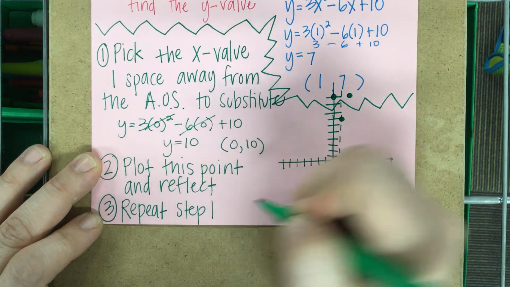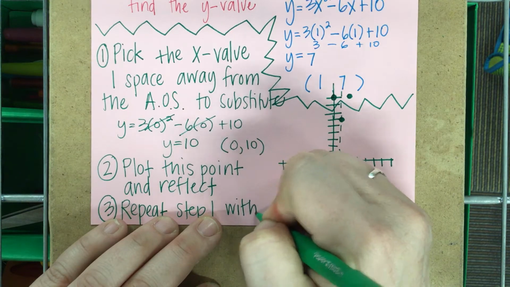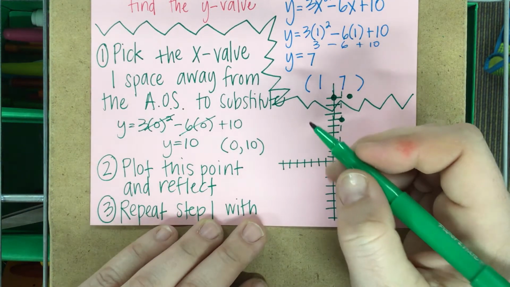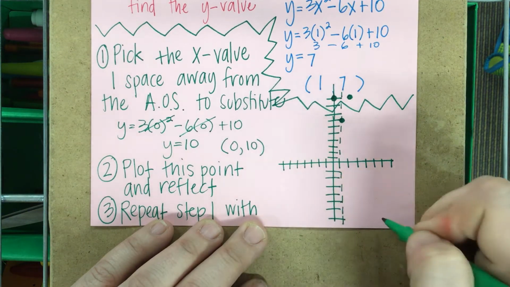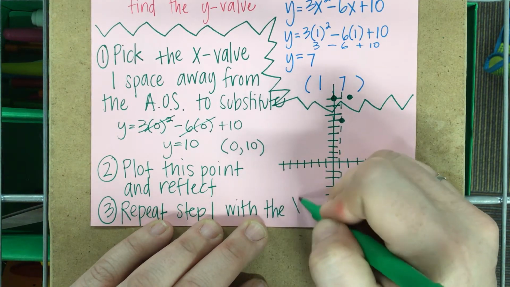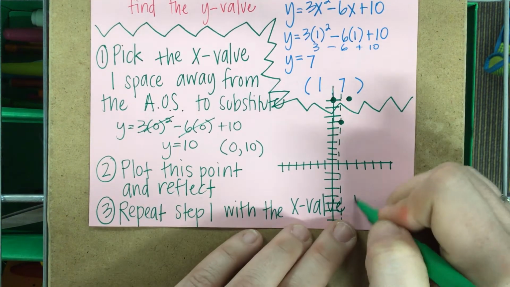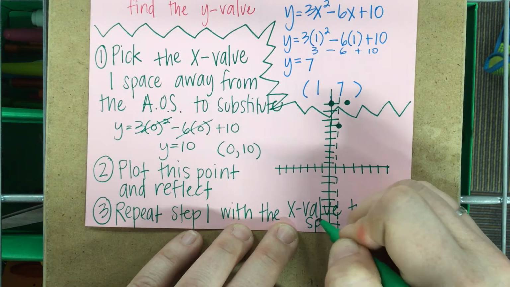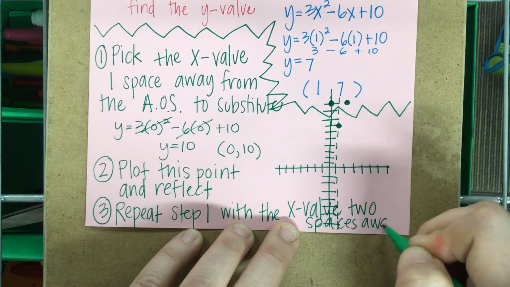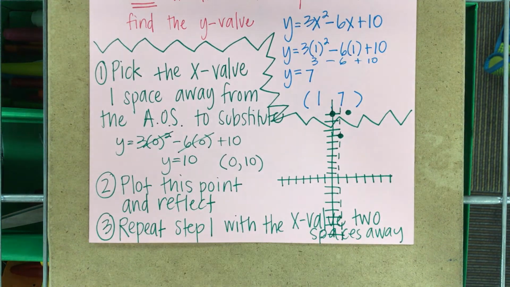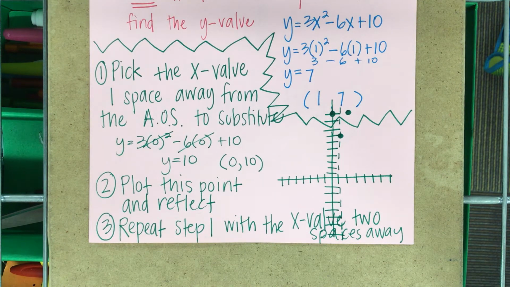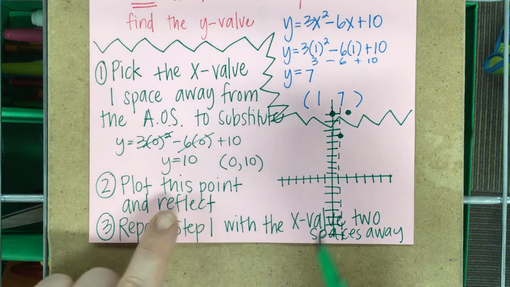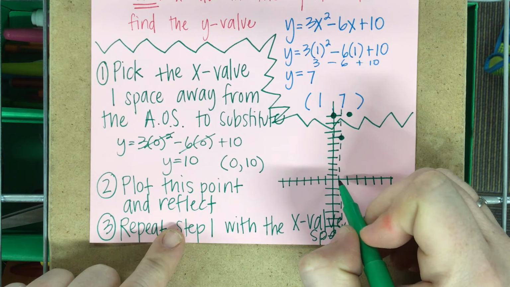And you repeat step 1 with the x value 2 spaces away. So this makes our life easier. We don't have to pick random numbers like we did yesterday. We can now make our parabola look more parabola-y. So I can pick what are 2 spaces away from my axis of symmetry.